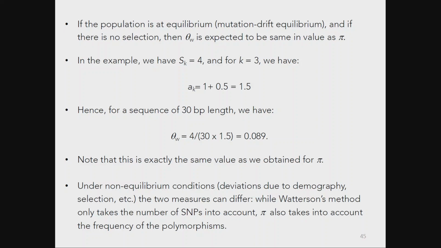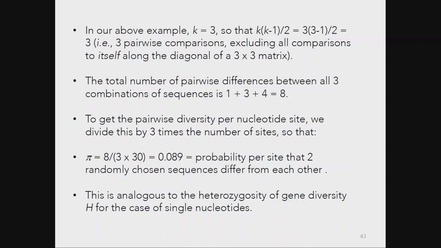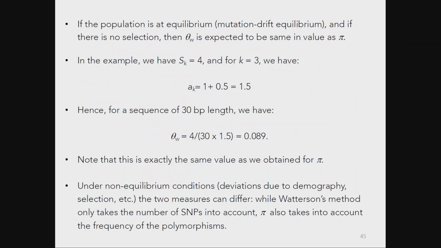We then divide the number of segregating sites by the number of base pairs in the sequence, which is 30 nucleotides, times this correction factor 1.5. And the cool thing is that the number we get is exactly the same as pi. We got 0.089 here for pi, and here for zeta Watterson we get the same thing. This is not always true, but it's very often true. If the population is at equilibrium, and if there's no selection, then we expect zeta Watterson and pi to have the same value.